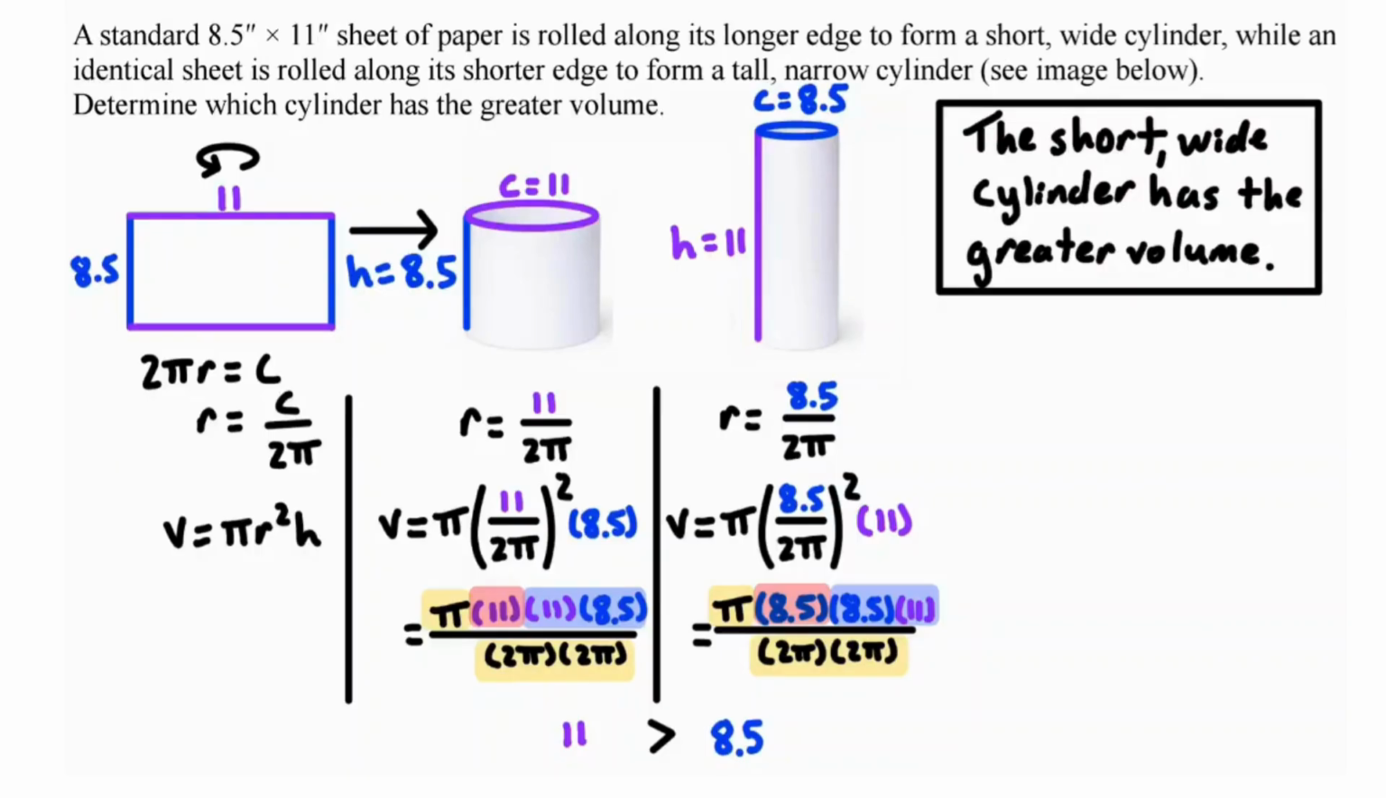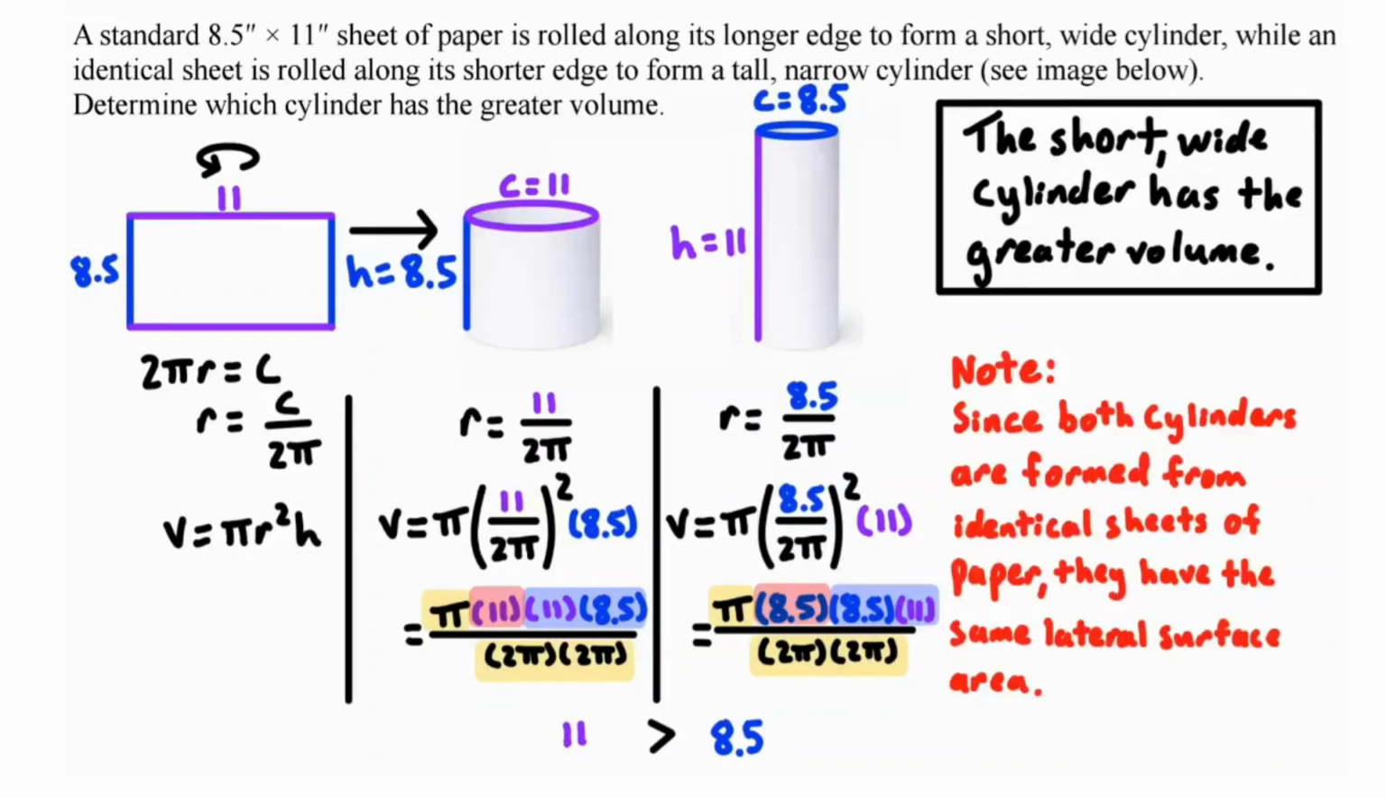Well, you might question, since these two have identical sheets of paper, shouldn't they have the same volume? Unfortunately, no. They do not have the same volume, but they do have something that they share in common. Note that since both cylinders are formed from identical sheets of paper, they have the same lateral surface area. Hope this has been helpful.